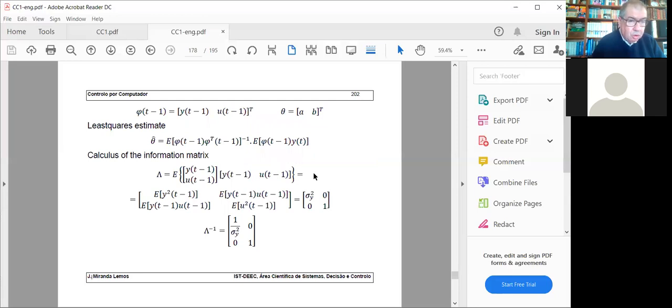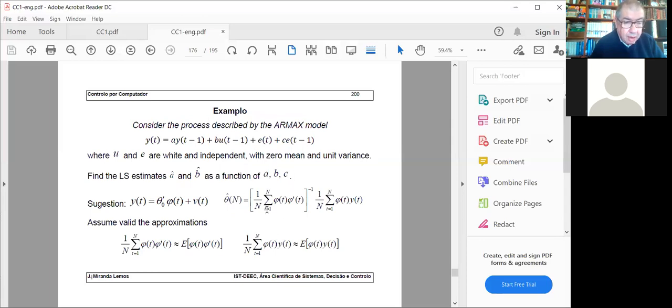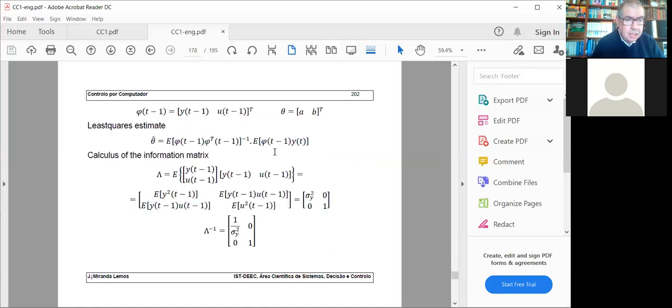And so I have to compute this least squares estimate. So this formula here is the formula for the least squares estimate. Let's jump 2 slides. So I replace this by the inverse of the expectation of phi phi transpose, inverted, and multiplied by the expectation of phi y. I repeat it here. Okay. Now we have to compute this term, which is the information matrix, and then invert it, and this term here.